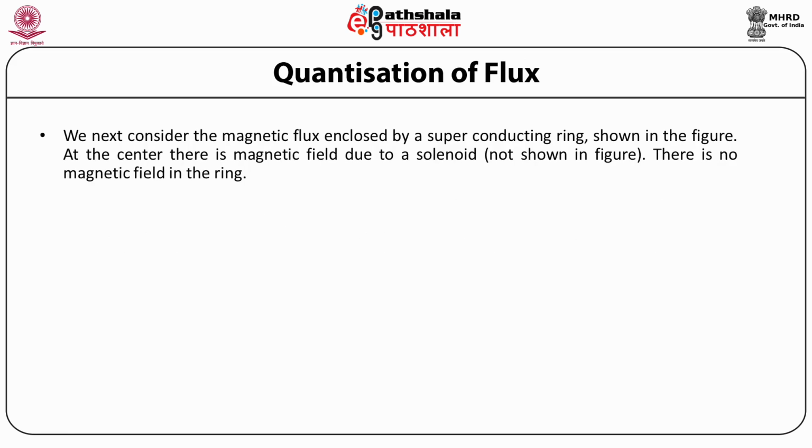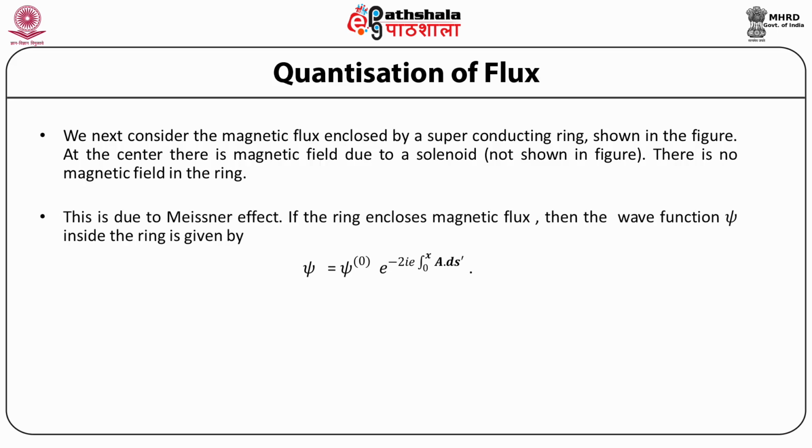We next consider the magnetic flux enclosed by a superconducting ring, shown in the next figure. At the center, there is a magnetic field due to a solenoid. The solenoid has not been shown in the figure. There is no magnetic field in the ring because of the Meissner effect. And if the ring encloses a magnetic flux, then the wave function psi inside the ring is given by psi equal to psi 0 times exponential of minus 2ie line integral from 0 to x of A vector dot ds prime.